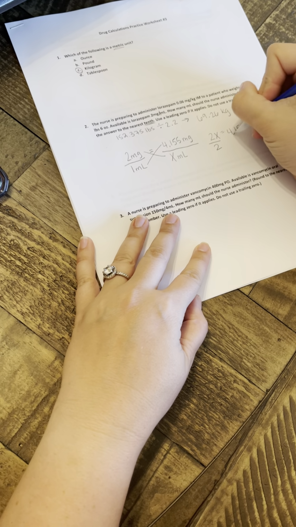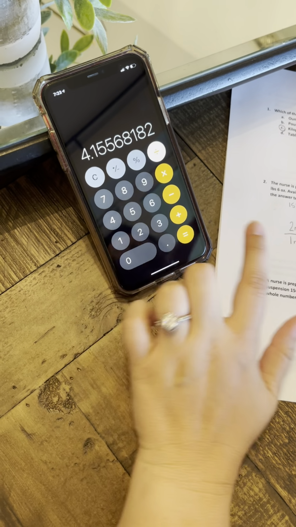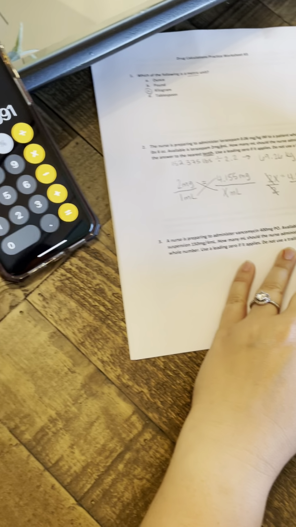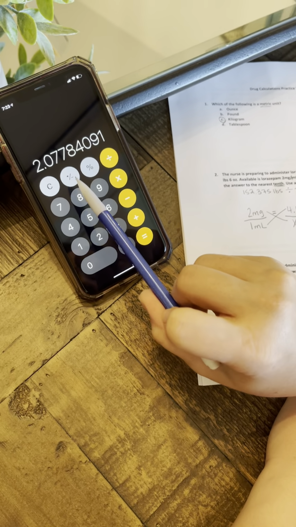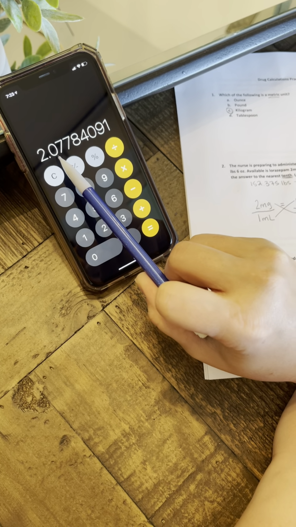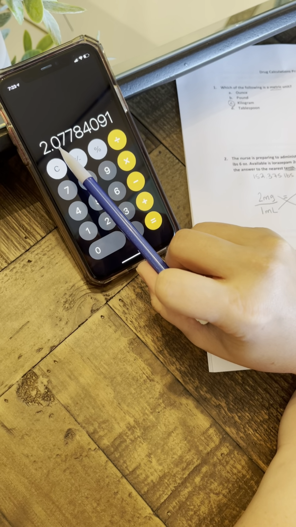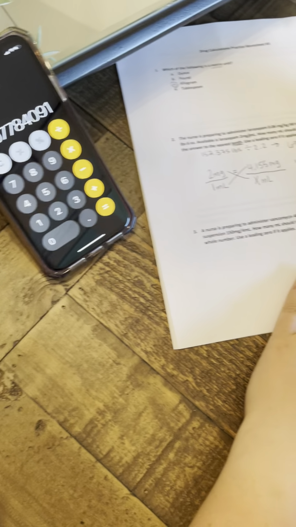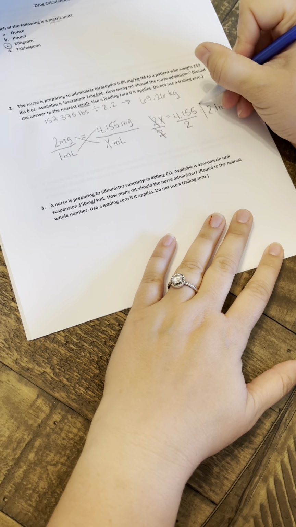Divide each side by 2, so you get x by itself. So we have 4.155 divided by 2. We're going to round to the nearest 10th. So I know some of you are having issues with rounding. Because this is a 7 next to it, we're going to take our 0 up to a 1. It's going to round up, so it's going to be 2.1. So we are going to give 2.1 mLs.